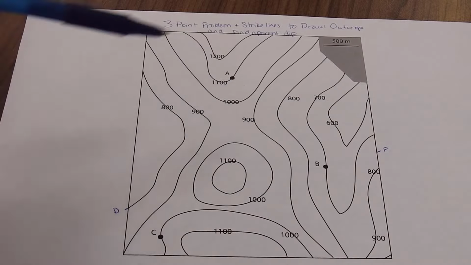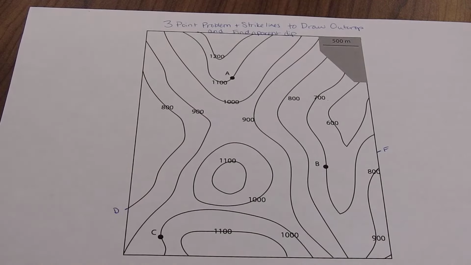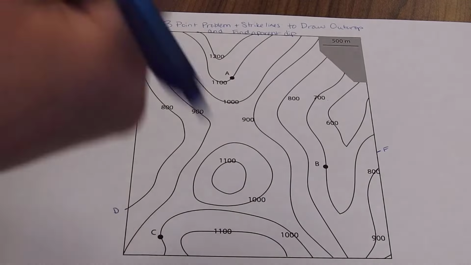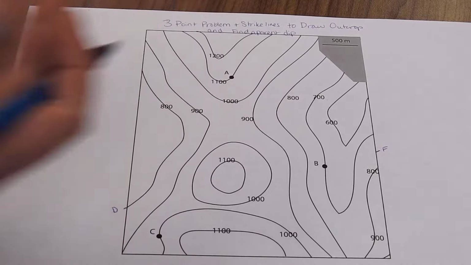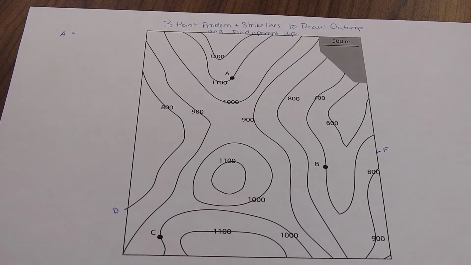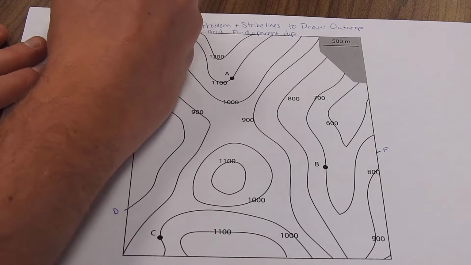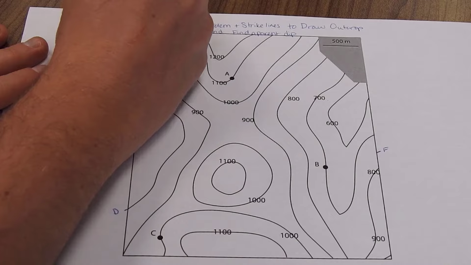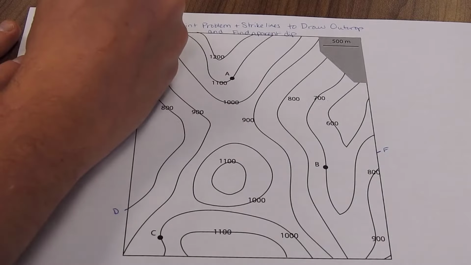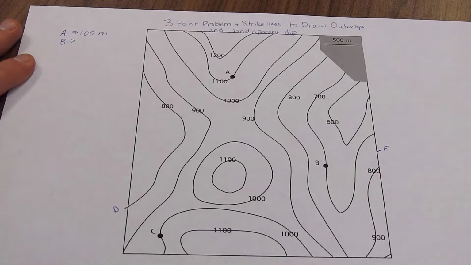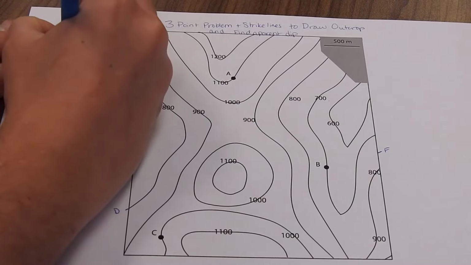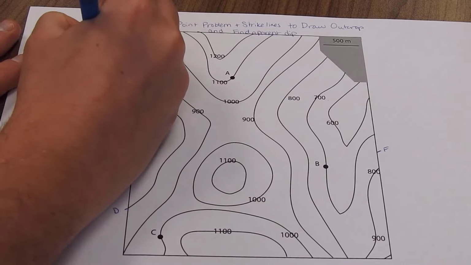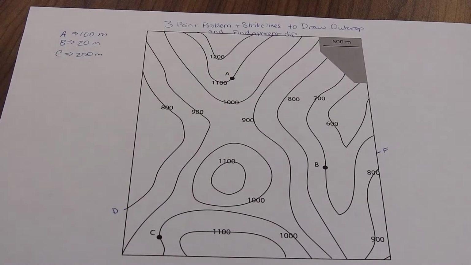We've got 3 points, A, B, and C, and we know from drilling data that these 3 points lie on the contact between 2 units, and that for A, they had to drill 100 meters to locate it, that for B, they had to drill 20 meters below the surface to locate it, and that with unit C, they had to drill 200 meters below the surface to locate it.